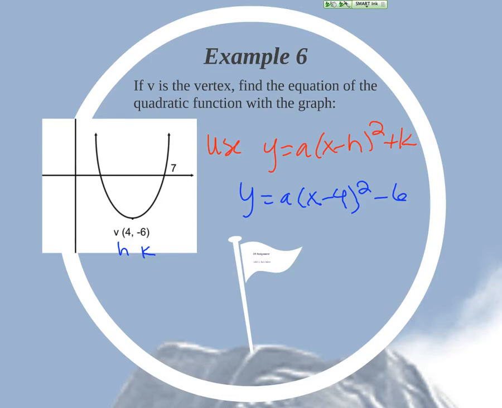Now we don't have a y-intercept on this picture, but what can I plug in for x and y? Well, we plugged in h and k. Yeah, that's 7. So that's at 7, 0, because it's an x-intercept. So we'll plug those into x and y.